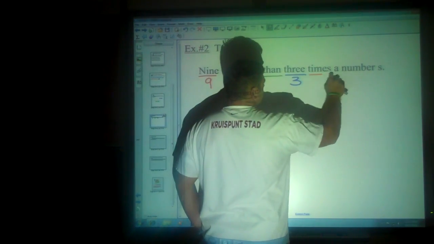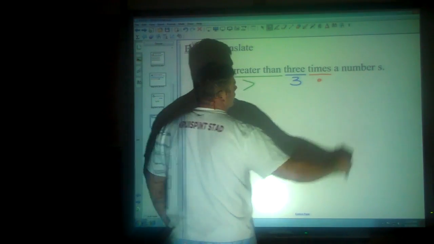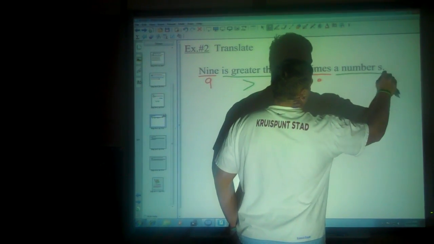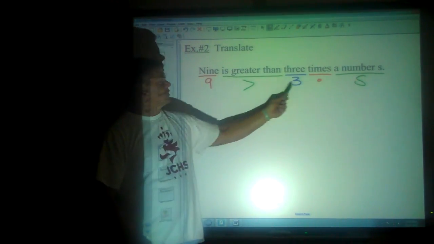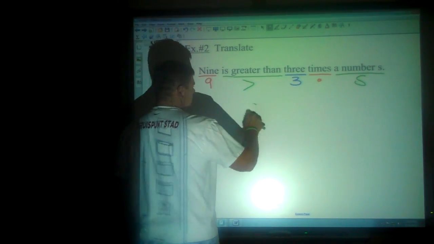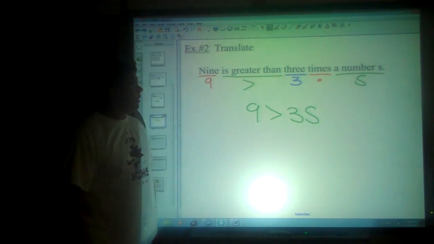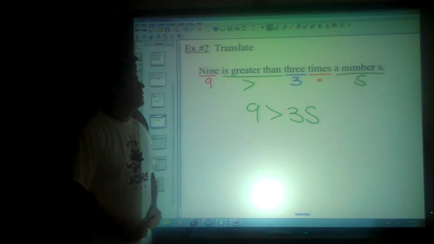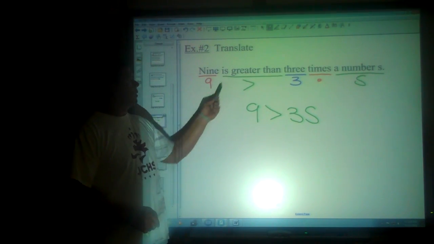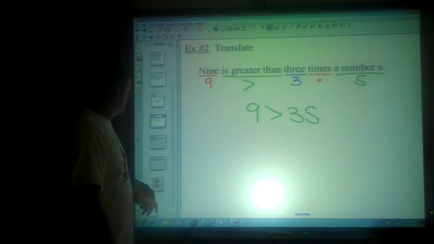The word "times" makes me think of multiplication. And when they say a number s, they're referring to the variable. Now, we have just translated that. 9 is greater than 3 times a number s. 9 is greater than 3s. Translated. Going through the words, taking the words and converting them into the mathematical language.